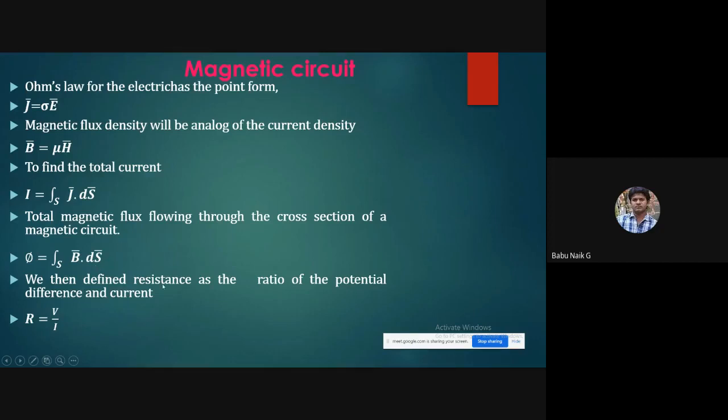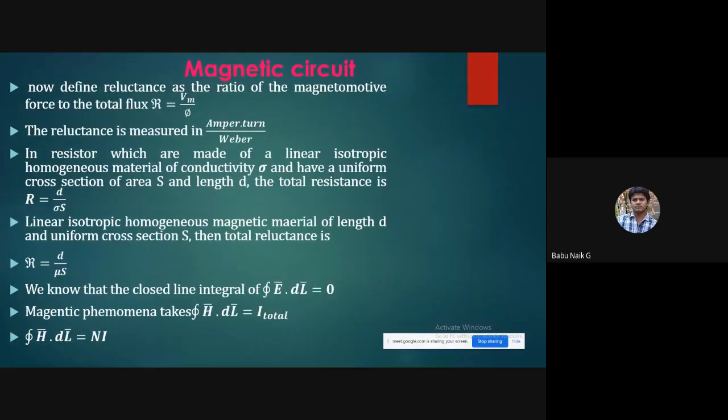With these definitions, you can calculate the resistance from the current and the potential across the resistance, R is equal to V by I. So this is the calculation in mathematical form for a magnetic circuit. Now you can relate this to the reluctance also.